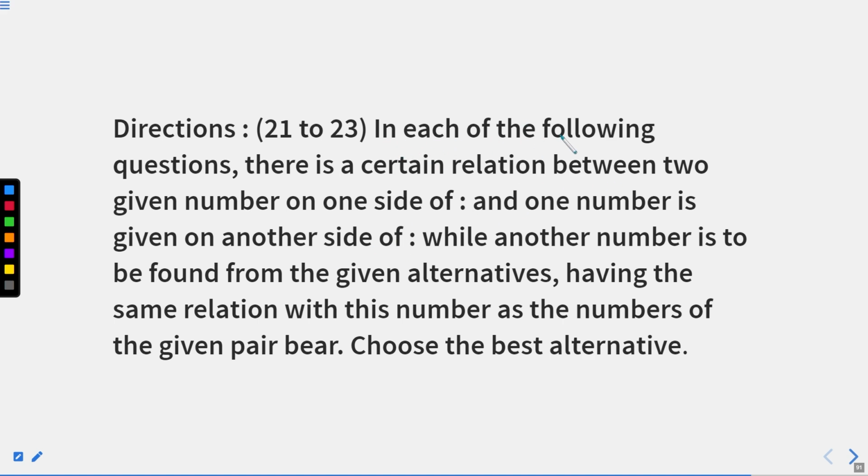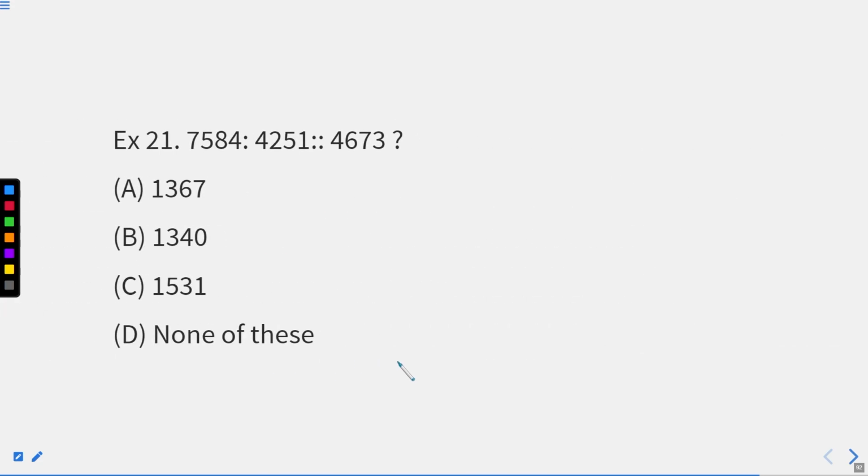In each of the following questions, there is a certain relation between two given numbers on one side, and one number on the other side, while another number is to be found from the given alternatives. You have to find the exact relation from them, right? So question number 21 is saying this number is converted into this number. So how will this number be converted with the same relation in which this number is converted? So our first step will be to rewrite the numbers.